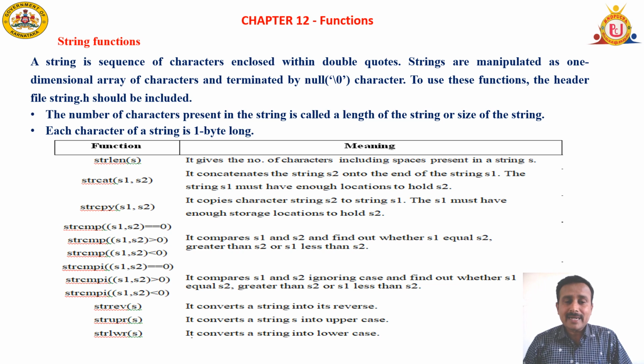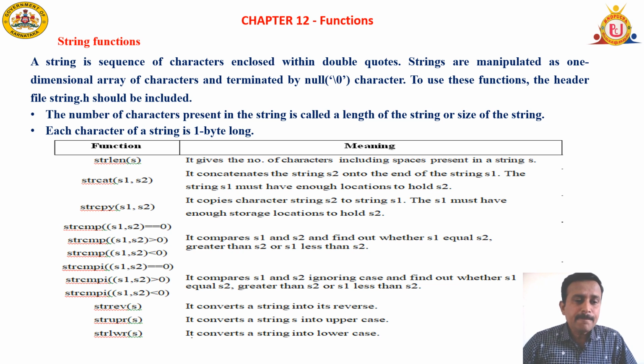If both the strings are exactly equal, then the resultant value will be 0. It doesn't bother whether it is in uppercase or lowercase. If the letters are the same, it compares them and returns the value 0 if both are equal. If the strings are not equal, it compares the ASCII value of each and every character, students. If the first string is higher, it returns greater than 0. If the second string is higher, it returns less than 0.